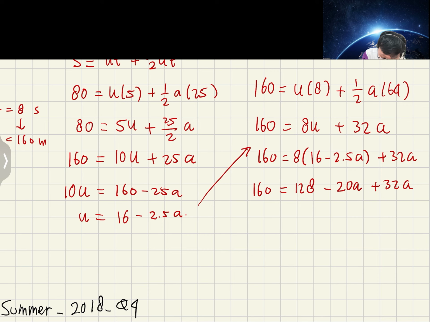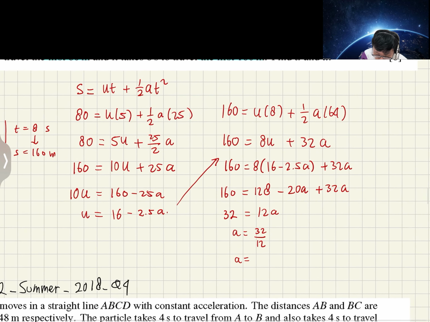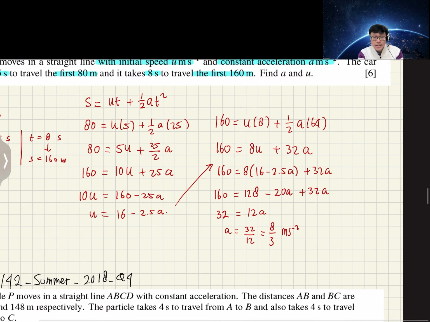So we get 160 minus 128, you get 32 equals 12A. So A equals 32 over 12, or to save space, we can divide by 4. So we get 8 over 3. The unit is meter per second squared for the acceleration.